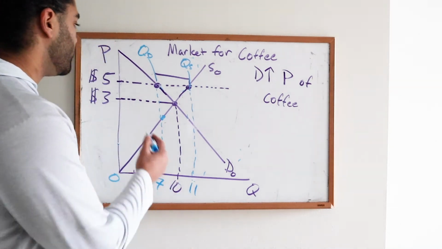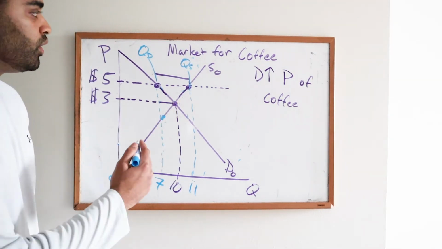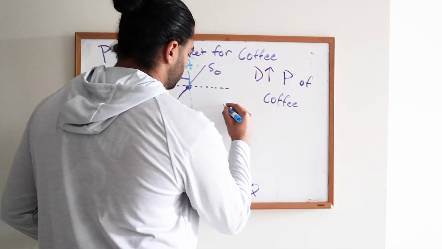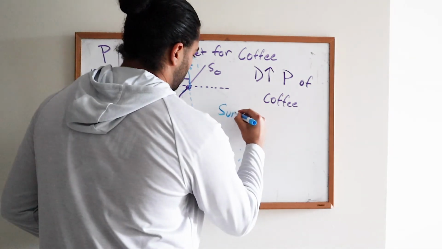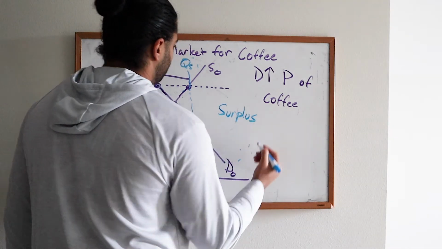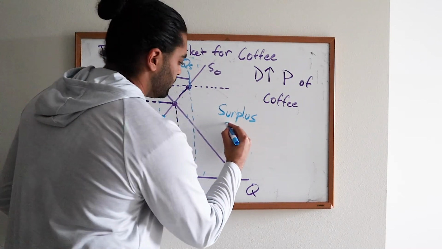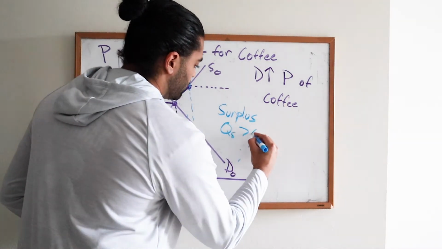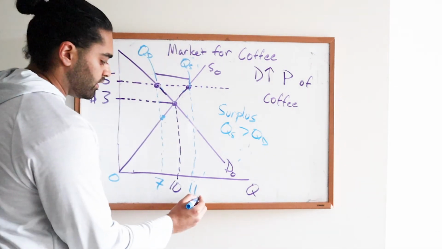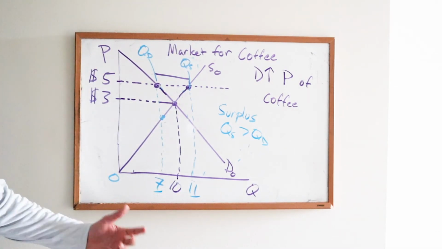So in this case, when the price is set above equilibrium, we call this a surplus. It's a surplus because quantity supplied is greater than quantity demanded. Again, we can look at the numbers, 11 and 7. 11 is greater than 7.